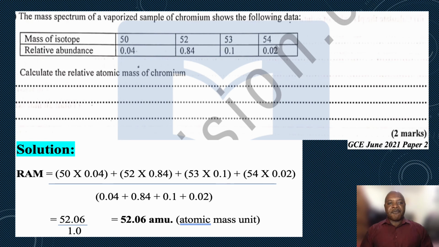You will just multiply 50 times 0.04 plus 52 times 0.84 plus 53 times 0.1 plus 54 times 0.02, and then divide it by the sum of the relative abundance. The relative abundance is what? 0.04 plus 0.84 plus 0.1 plus 0.02, which is 1. And therefore, what will be the relative atomic mass of chromium? The relative atomic mass of chromium will be 52.06 amu, that is atomic mass unit.